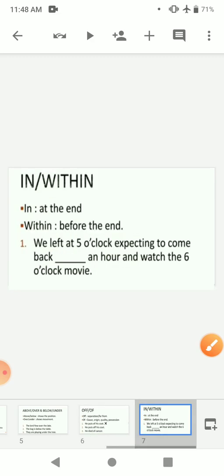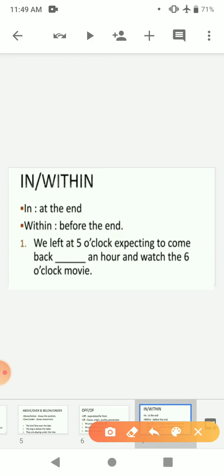Now coming to the last one, in and within. Let's see how we use them in terms of time. In is used to show at the end and within is used before the end. For example, we left at 5 o'clock expecting to come back in or within an hour and watch the 6 o'clock movie. It means we have to come back before completing 1 hour.